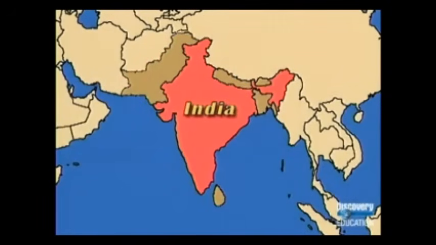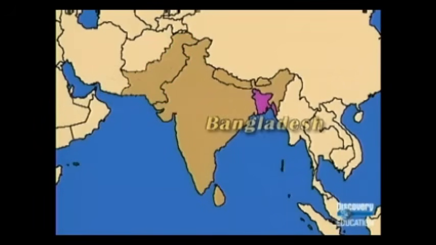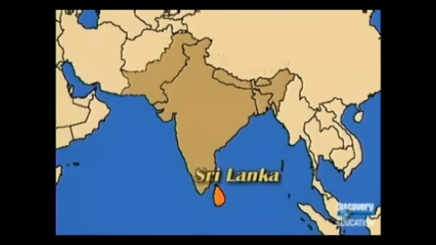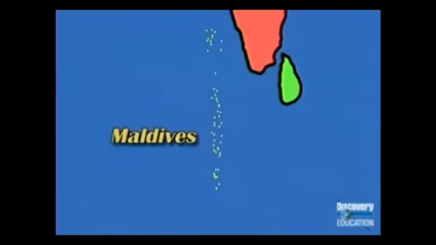India is by far the largest country in South Asia. To the west of India lies Pakistan, and Bangladesh borders India on the east. Nepal and Bhutan are two small countries in the Himalayas. The region also includes the island country of Sri Lanka and the many islands of the Maldives.